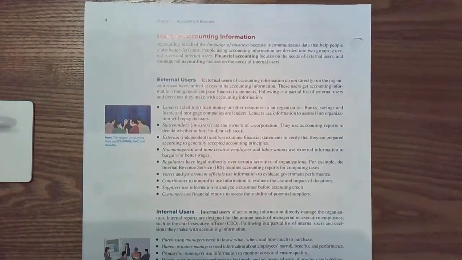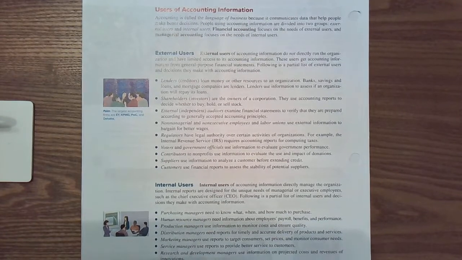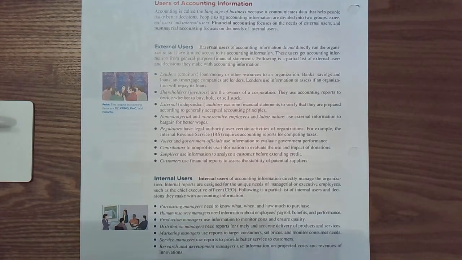On page 4, you're going to want to go back here and look at these internal and external users of accounting. This is one of the exercises that you will do for your homework in this chapter. External users do not directly run the company, but they do need our information to make decisions. Like if we want to get a loan, or if we're investing into a company, or if a company's going to extend credit to our business, then we want to make sure that we have good financials so that they feel comfortable.